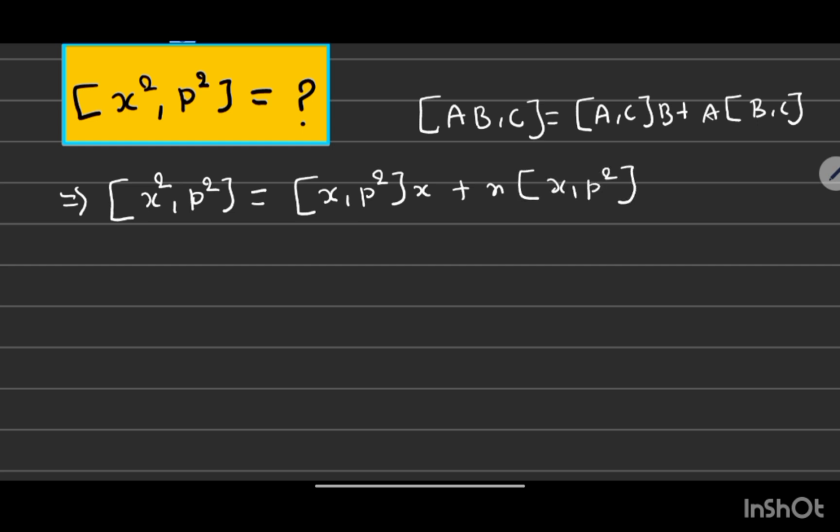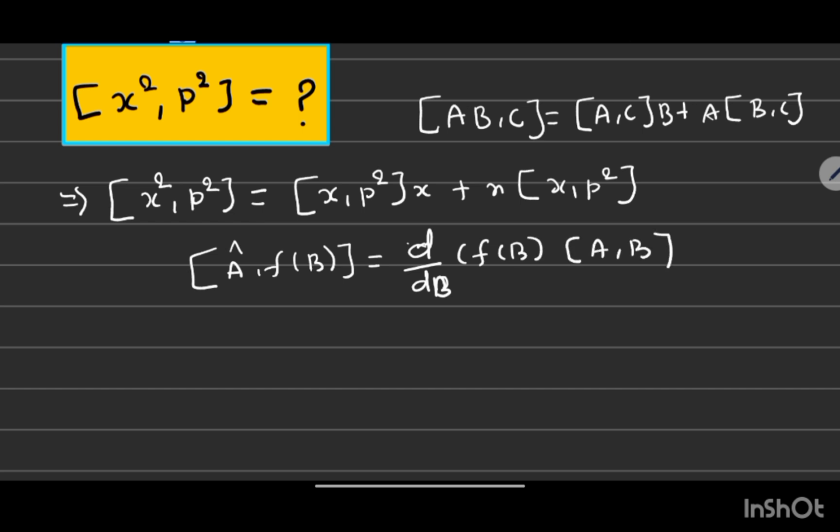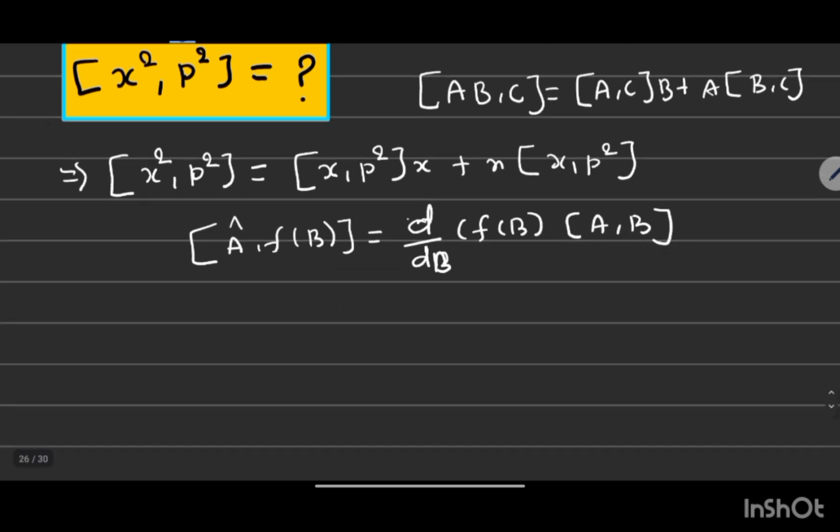Again, I already told that whenever a function is involved in a commutation relation, we can simplify that in the following way: the derivative of the function with respect to the operator, times the commutation of a comma b. You can use this. So use this property here. p squared is a function of p. We can use that.